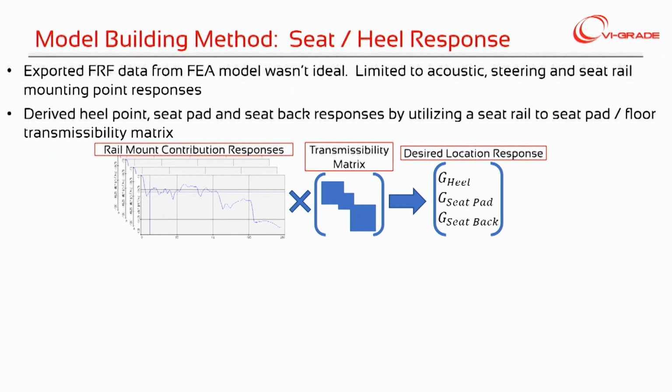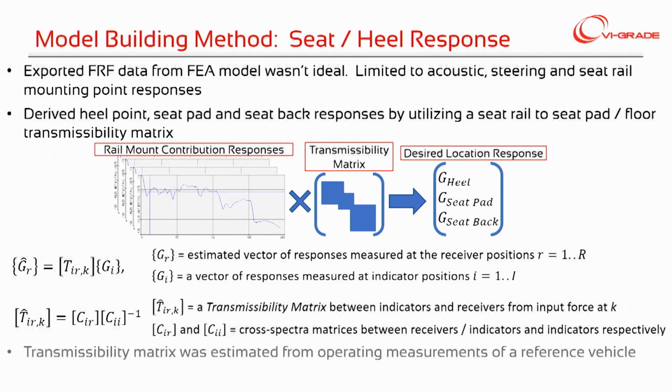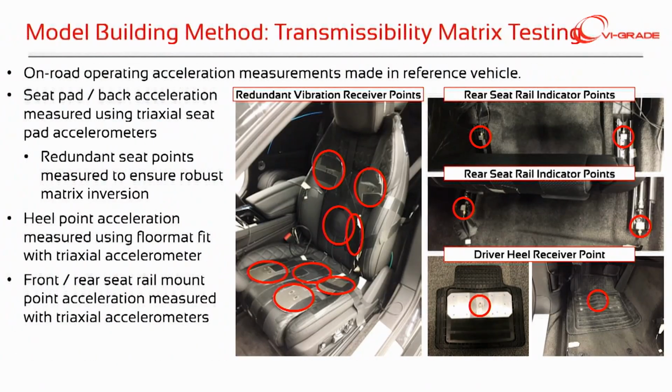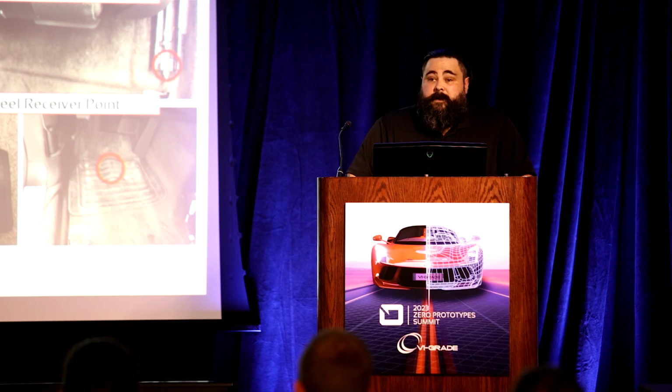So again, I'm just going to graze over this a little bit. We used the application of a transmissibility matrix. What a transmissibility matrix is, is a transfer function matrix that can take acceleration at one point and transform it into acceleration at another point. This can be derived from CAE, or it can be taken from on-road data. In this case, that's what we ended up doing. We took an analog vehicle out on the road, used some seat pad accelerometers and some seat rail accelerometers, measured operating data, and then using some coded tools, converted that into a transmissibility matrix.